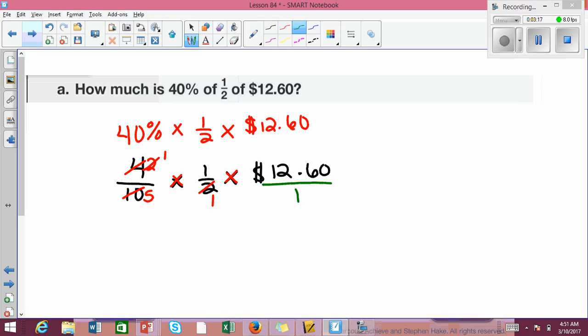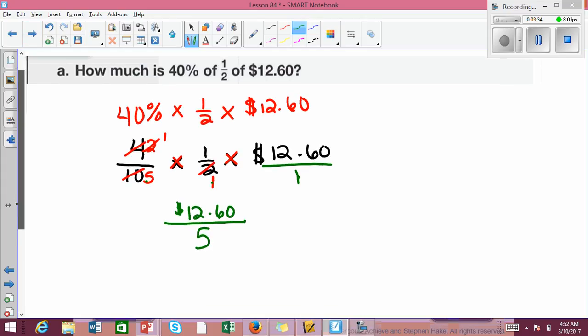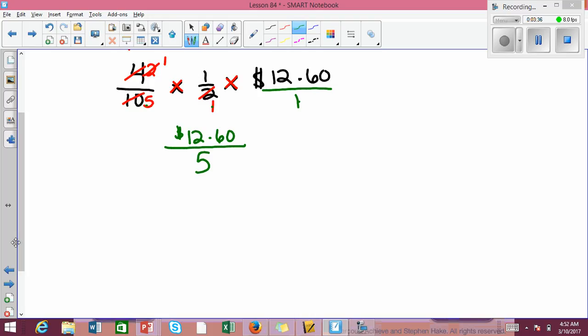Remember that $12.60 is over 1, so 1 times $12.60 is $12.60 over 5 times 1 times 1, which is 5. Okay? In order to solve that portion of the problem, we're actually going to have to complete the division. So I'm going to show you the division over here.